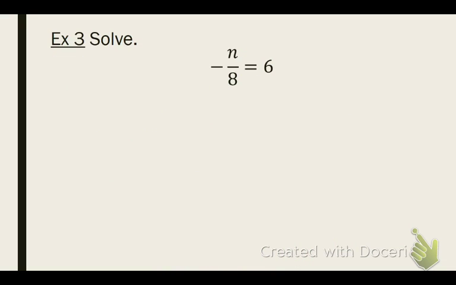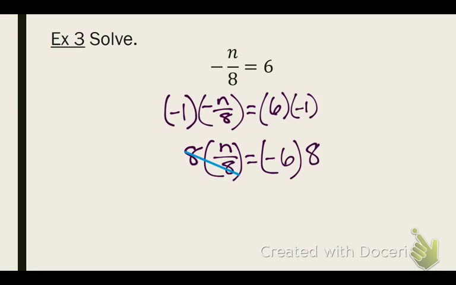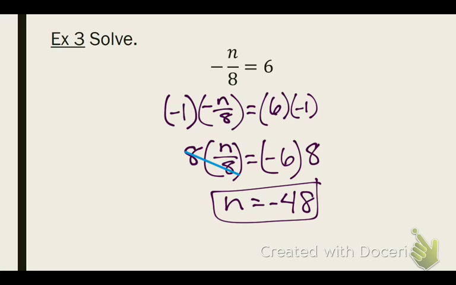No words, just practice. Figure out how to solve that equation. A possible first step, not saying it's the only way, but a possible first step is to get rid of the negative first. So now we have positive n divided by 8 equals a negative 6. That might be a little bit easier to go from. Negative 48.